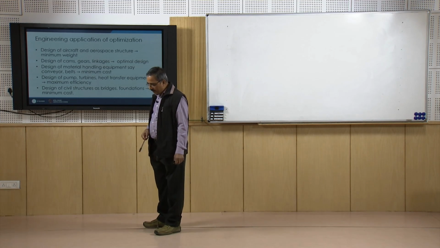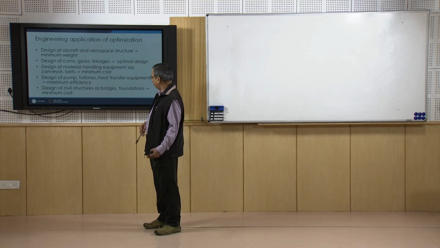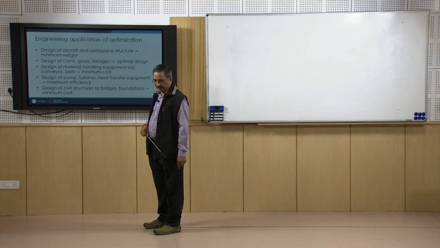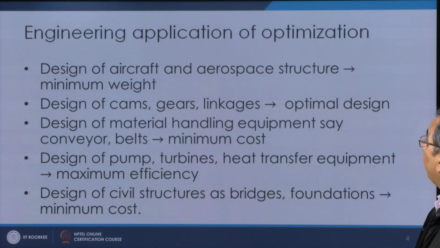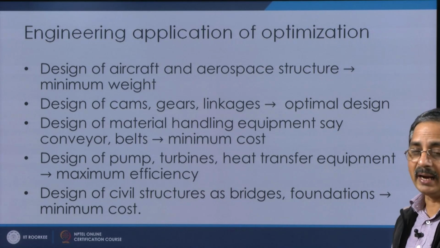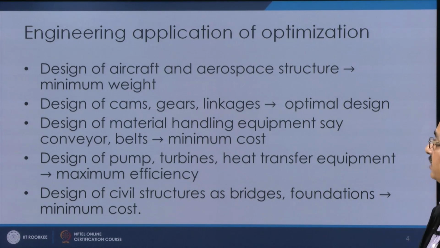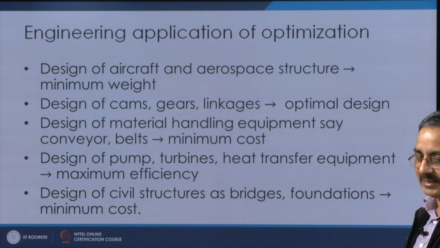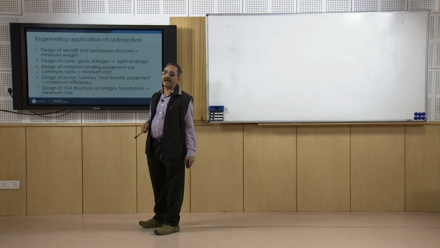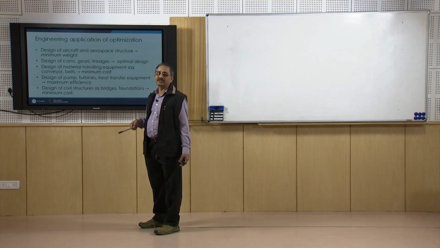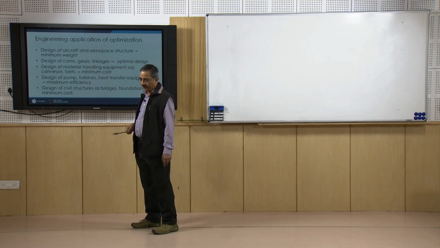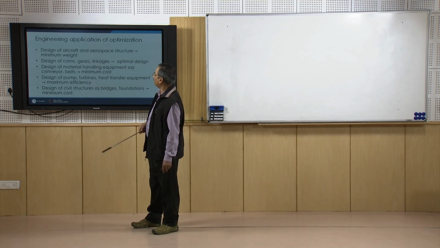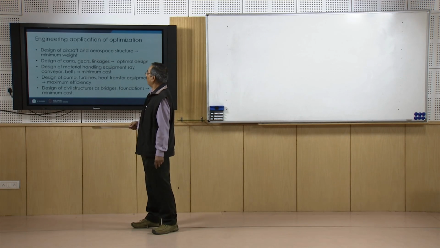Now, optimization has a number of applications in engineering design. Say if you talk about designing aircraft and aerospace structures, we know that one of the principal constraints is minimum weight. If the weight is minimum, they can take the maximum amount of payload. So, minimization of weight could be one of the optimization criteria for aircraft and aerospace structures.